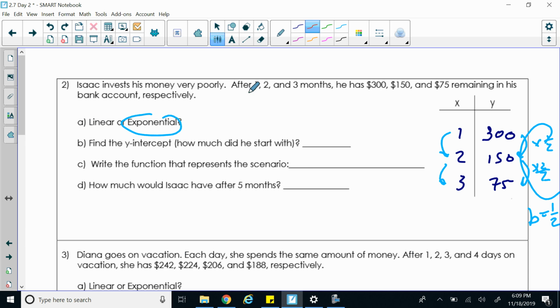So the question is, how much did he start with? That's the first one, so 0 is your y-intercept. To go backwards, instead of multiplying by a half, we're going to multiply by 2. That's the opposite of multiplying by a half.